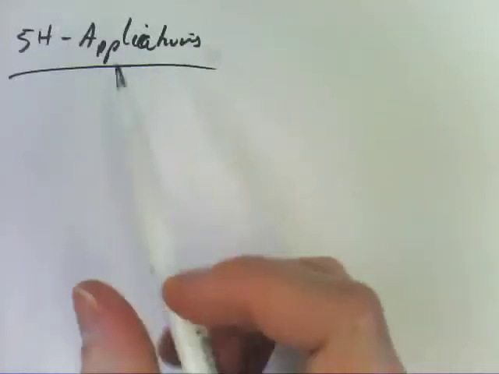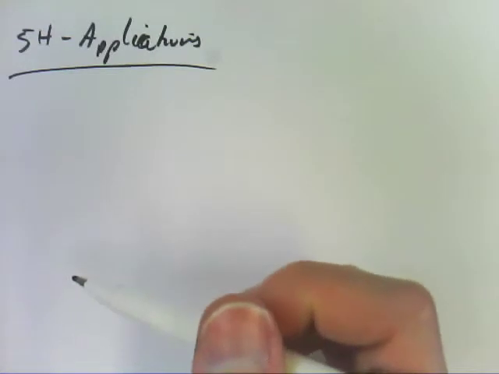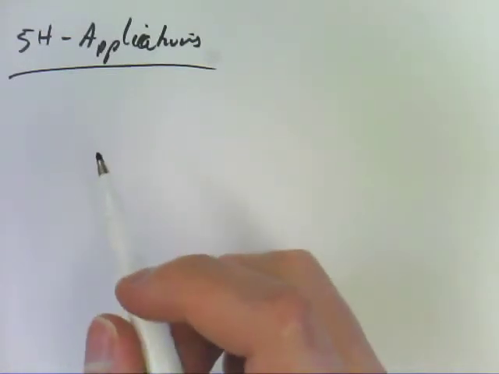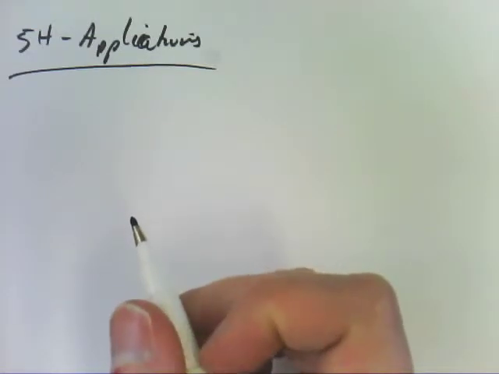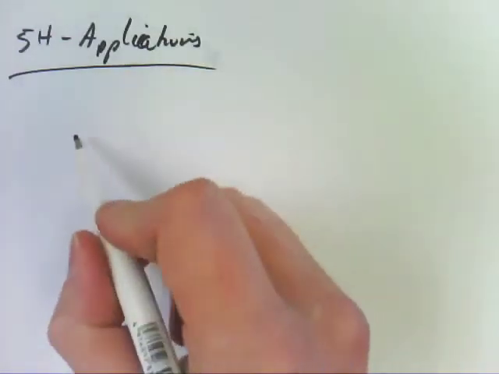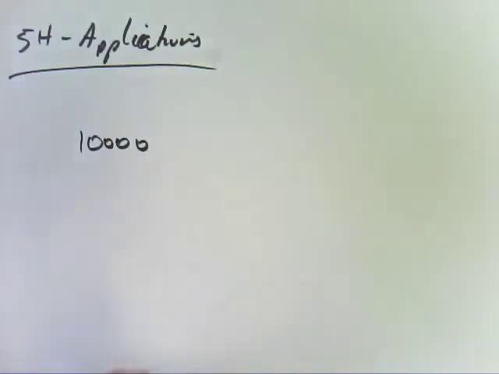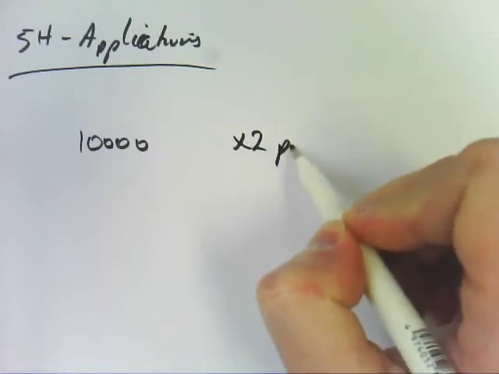So 5H applications is all worded problems to do with everything we've learnt so far in Chapter 5. If we have a look at question 1, it says, prior to a mice plague which lasts 6 months, the population of mice in a country region is estimated to be 10,000. So we're starting at 10,000. That's an important number. The mice population doubles every month. What does that mean? By 2 per month.